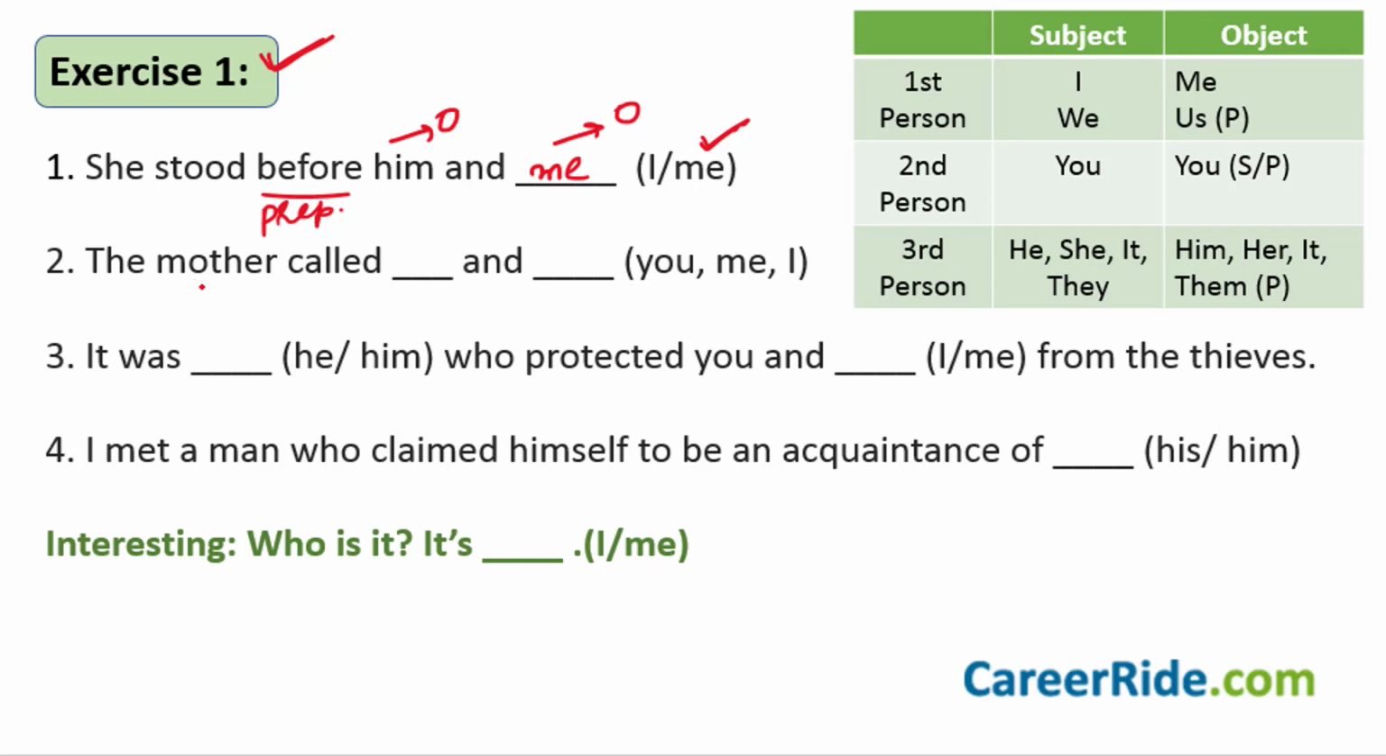Second sentence. The mother called dash and dash. Try to answer it for yourself again. So what do I see here? What is the mother doing? The mother is calling. Okay, so this is the main verb. Why main verb? Because there is no is, am, are, was, were before it. And after the main verb, if we have to have the pronouns, we have the objective case. So you is the objective case here and me is the objective case here. So it should be: the mother called you and me.